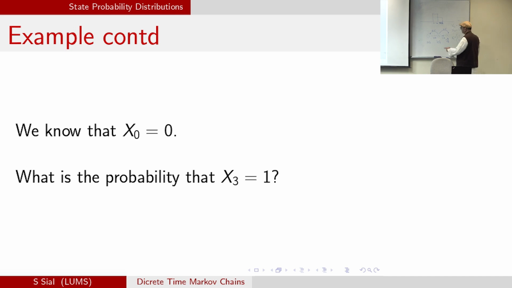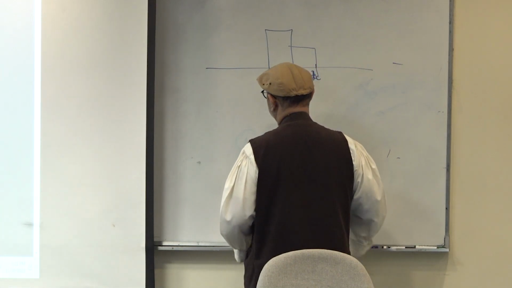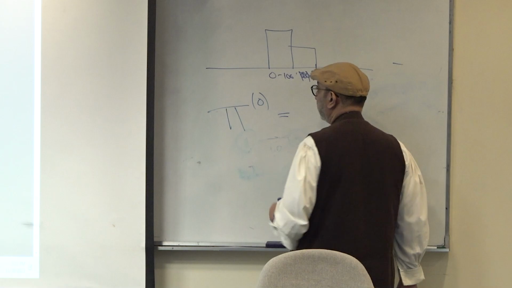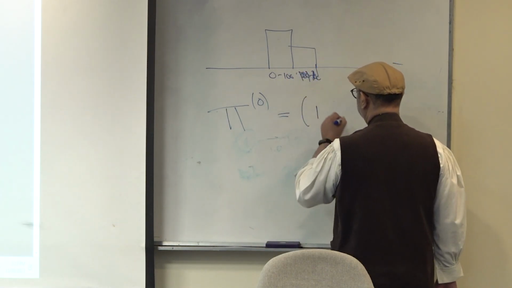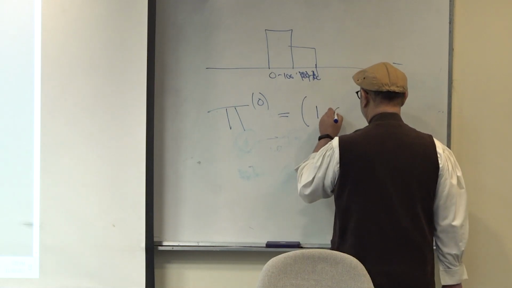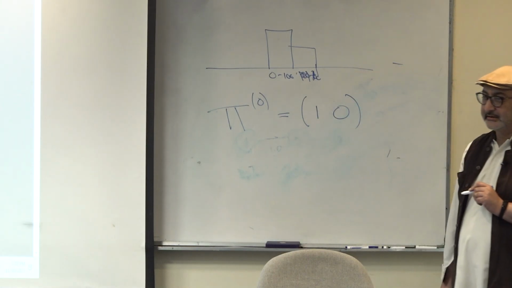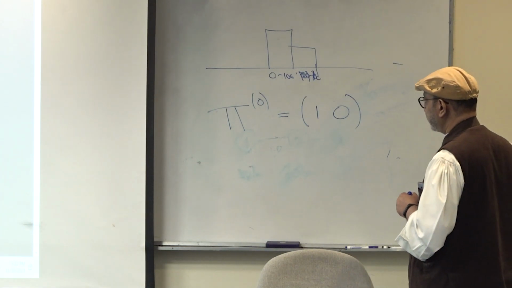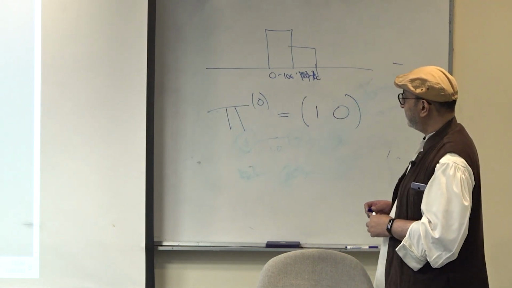Right. So in this case, I know that pi of 0 is going to initialize in the state 0 with probability 1, and it will definitely not initialize in the state 1. Okay, so that's for pi of 0. So what's x3? What's the probability?